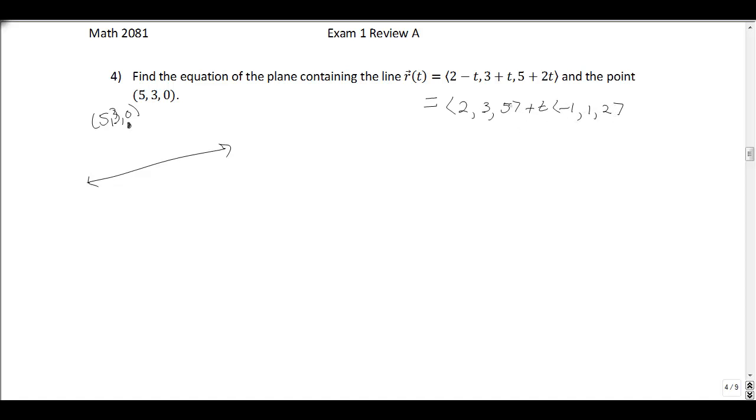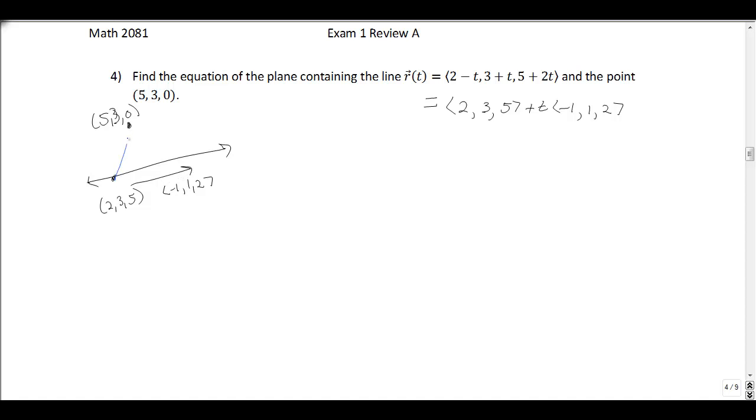And if you think about how you construct the parameterization of a line, that means that we have a point on the line, 2, 3, 5, and a vector in the direction of the line, negative 1, 1, 2. Now I don't actually know if that vector goes this way or perhaps in the opposite direction, but it's not going to really matter here. So all of this is in the plane we're concerned about. And so we have to get a normal vector to the plane. We only have one vector, so we have to create a second vector.